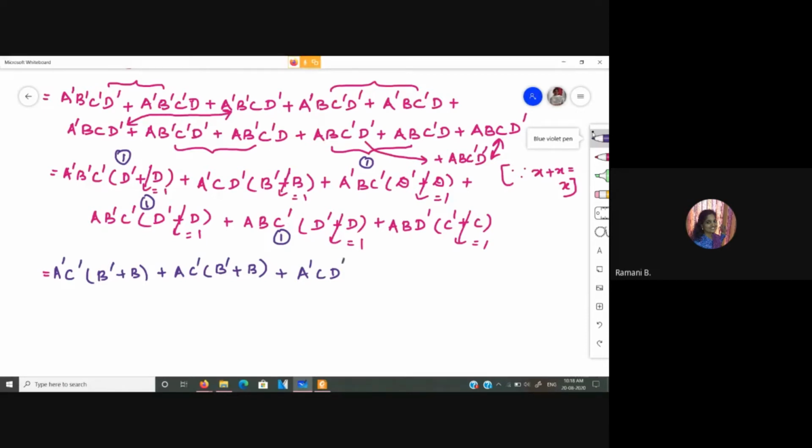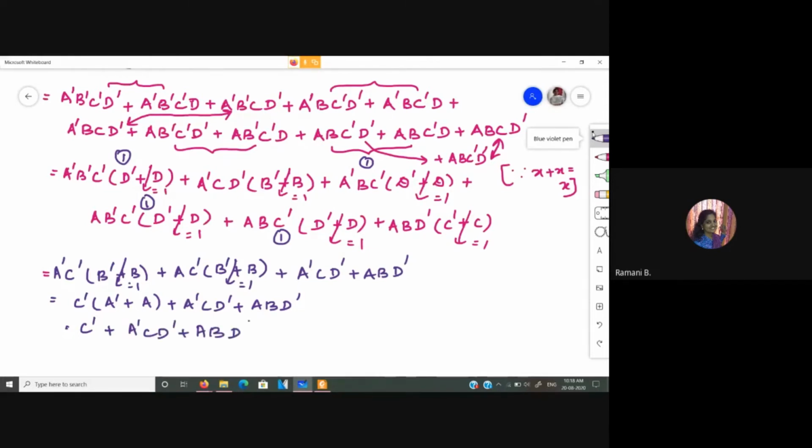So a bar c d bar plus a b d bar. Now from this two, this is equal to 1 and this is equal to 1. So I have c bar dot a bar plus a, plus a bar c d bar plus a b d bar. So this is giving me c bar plus a bar c d bar plus a b d bar. So now for the first term, we have got the terms. Maybe I should not have added it.